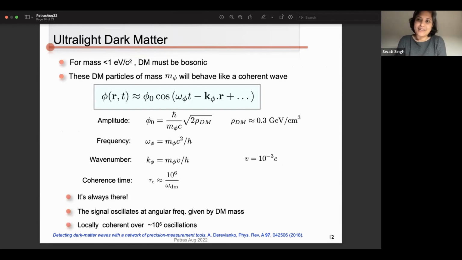And the signal, because of this type of dark matter, would be wave-like. We wouldn't know the frequency because we don't know the mass of this new particle. And it is locally coherent for 1 million oscillations. So there's a narrowband signal, some cosine omega t, that is always there in your lab. You just don't know the omega. And that's the kind of signal that I'll be focusing on completely, the ultralight dark matter regime.